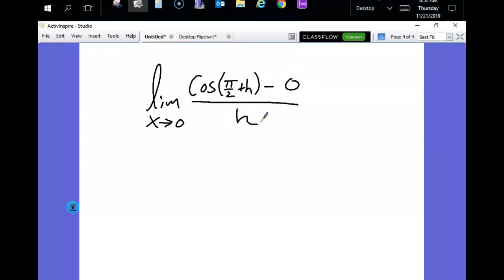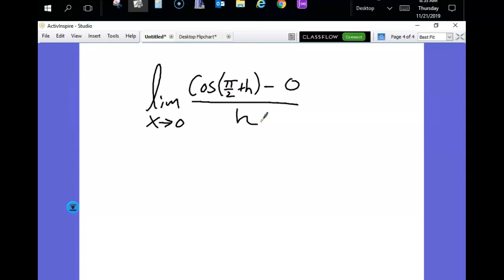So first of all, if I ask you guys to apply the limit definition to this, you might be able to do it. You could use L'Hopital, but I'm going to ignore that for now. You might run into a problem. So let's go ahead and do a problem.